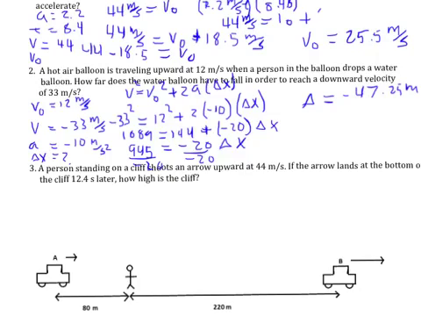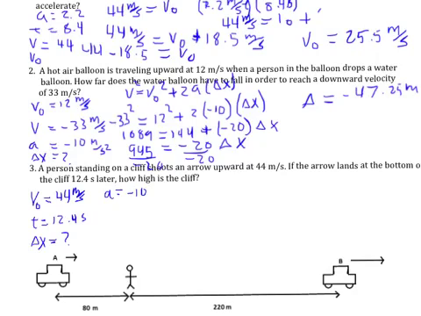A person standing on a cliff shoots an arrow upwards at 44. So since it's going upwards, I'm going to say my initial velocity is positive 44 meters per second. If the arrow lands at the bottom of the cliff 12.4 seconds later, so time equals 12.4 seconds, how high is the cliff? So we're looking for delta x. We know that acceleration is negative 10. So I know the initial velocity, the time. I'm looking for a delta x.